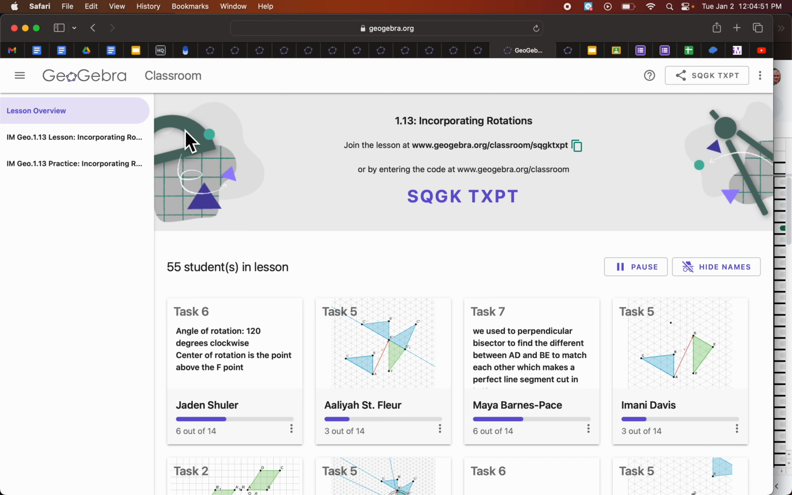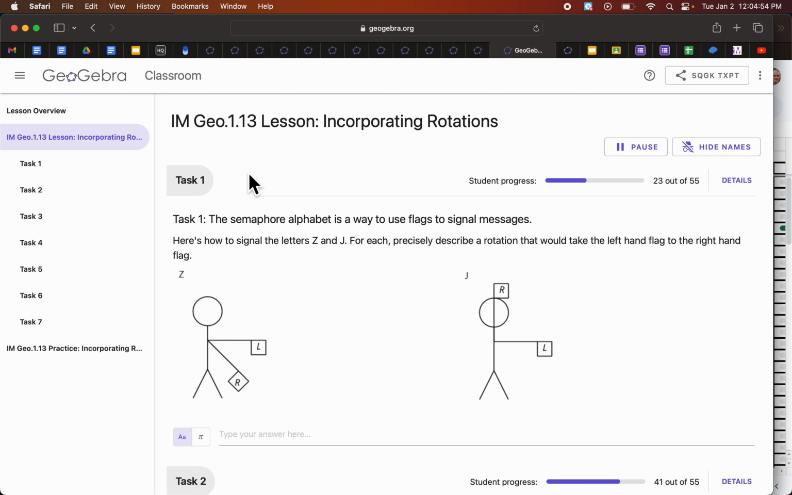Okay, so looking at rotations, right? The semaphore alphabet is a way to use flags to signal messages. This came about way before there were cell phones, and it was a way for people who were really far away from each other and couldn't shout to signal each other to have a conversation. It was essentially like texting, but one letter at a time. All right, so let me show you what that looks like over here.